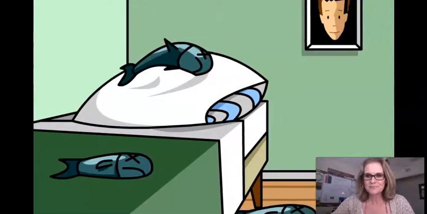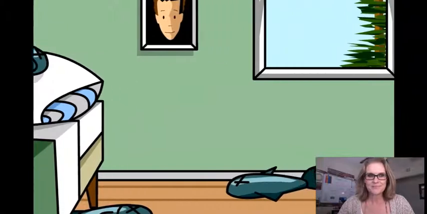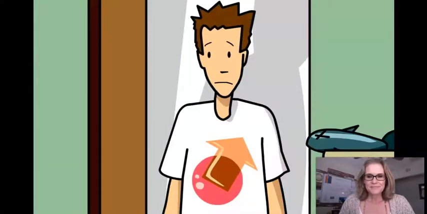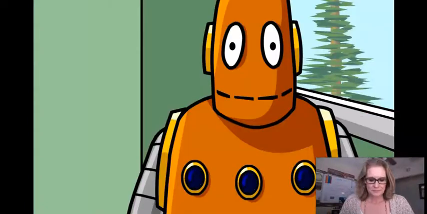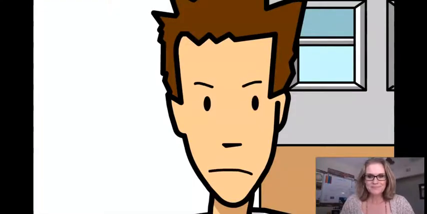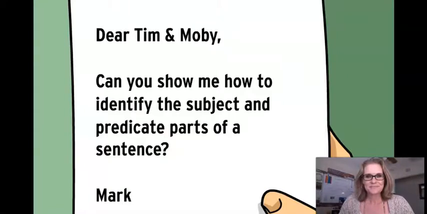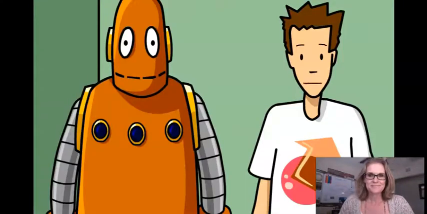What? This is my room, but why are there fish everywhere? My room smells like fish. Well, I know that, but why are there fish here in the first place? Dear Tim and Moby, can you show me how to identify the subject and predicate parts of a sentence? From Mark. Every sentence is a subject and predicate that together form a complete thought.